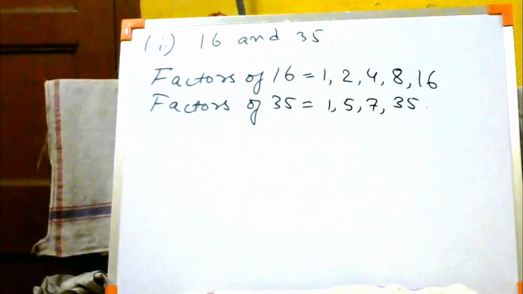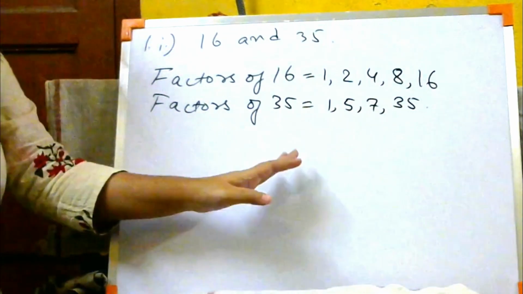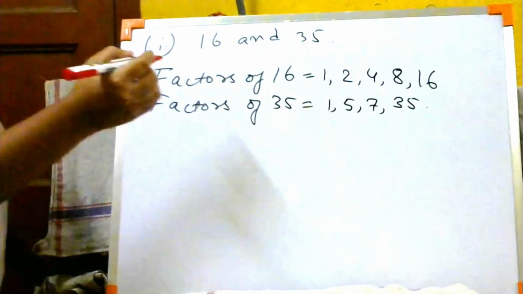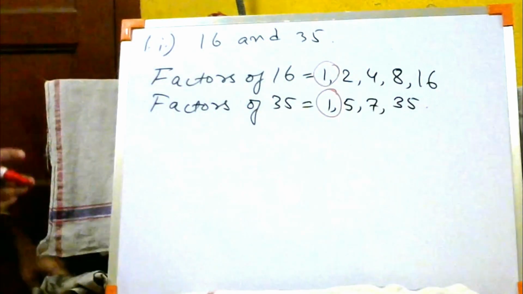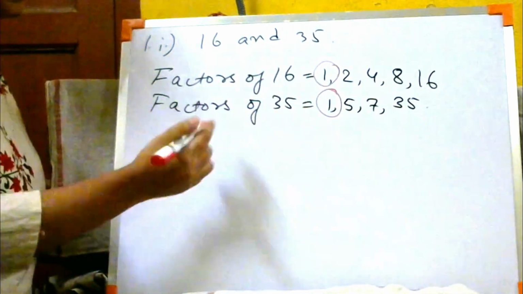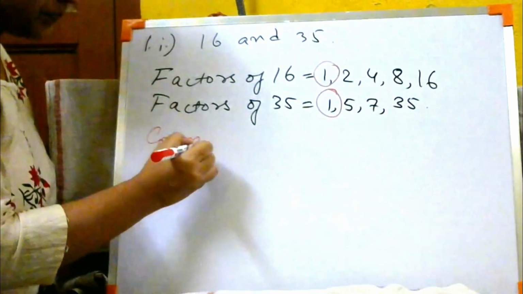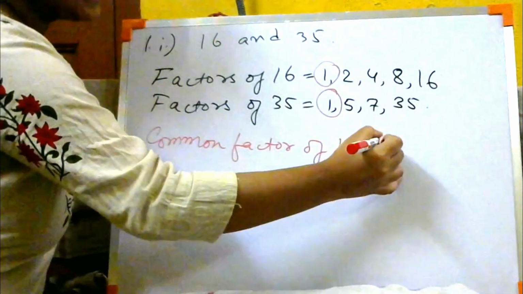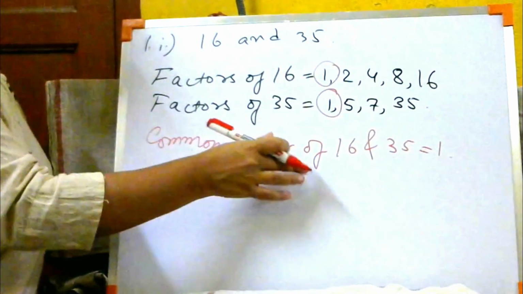Now they are asking you to find the HCF by using the common factor method. The HCF will be a number that should be common to both of them. So which number is common to both of them? You can see over here, only 1 is common between them. Other numbers are not common, isn't it? So there is no common factor except 1 in 16 and 35. That is why we write like this: the common factor of 16 and 35 is equal to 1. So 16 and 35's common factor is 1.